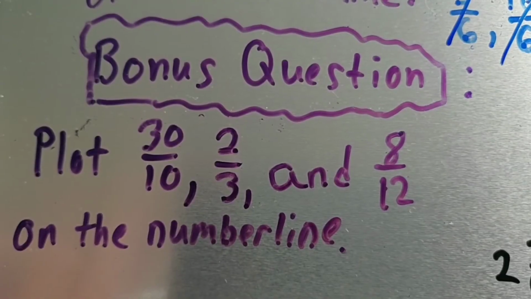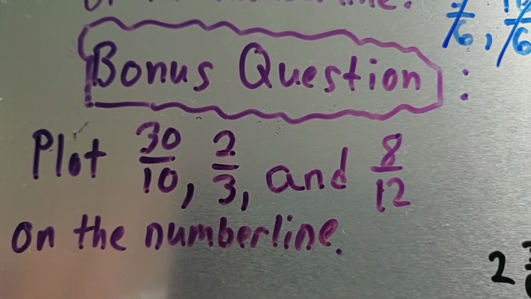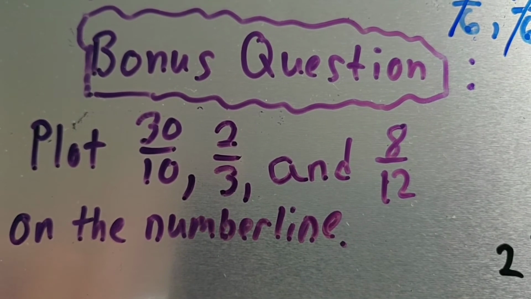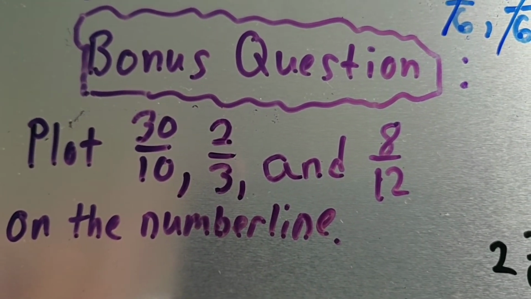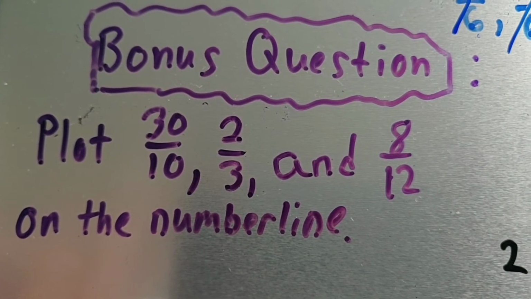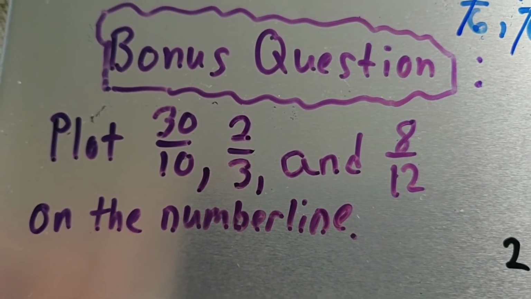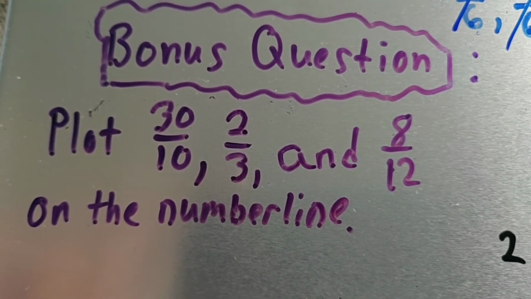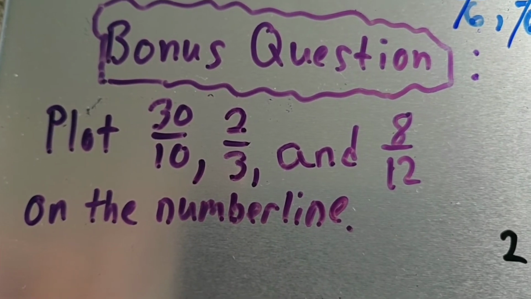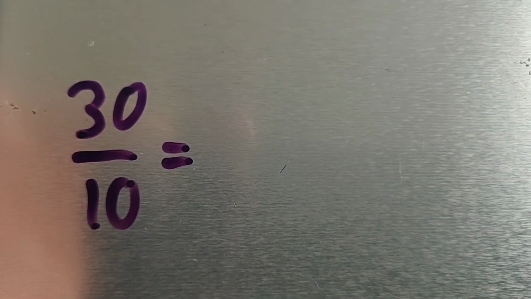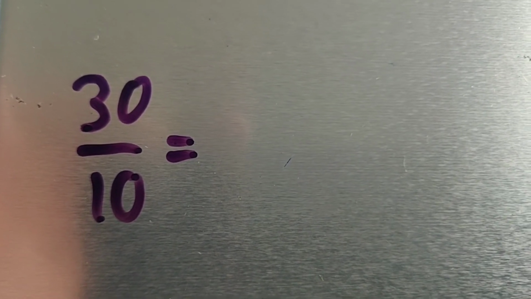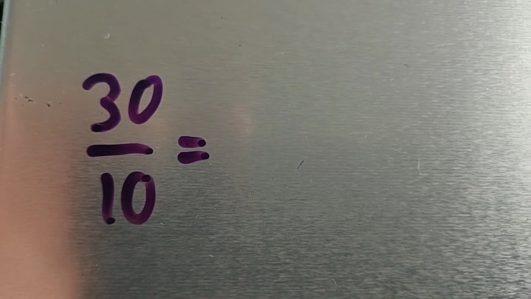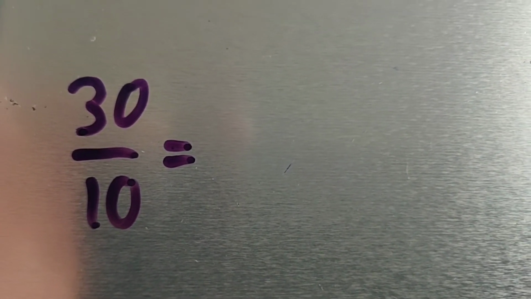So let's move on to our bonus question. The first part of our bonus question is plot 30/10ths on the number line. Well, we know the number line isn't broken into tenths, it's broken into sixths. So let's see if there's a strategy we could use to figure out where 30/10ths would go on that number line. Maybe I could decompose 30/10ths into as many wholes as I can, because 30/10ths is an improper fraction. The numerator is greater than the denominator, which means I could get at least one whole out of it. Let's see what I can do.